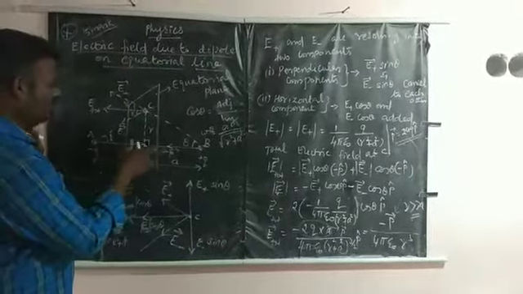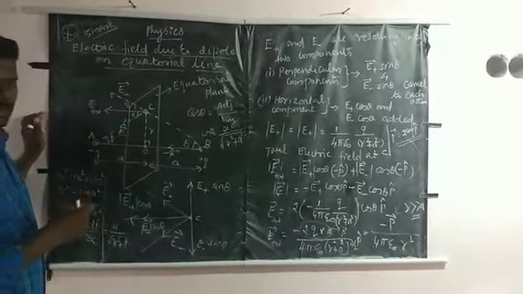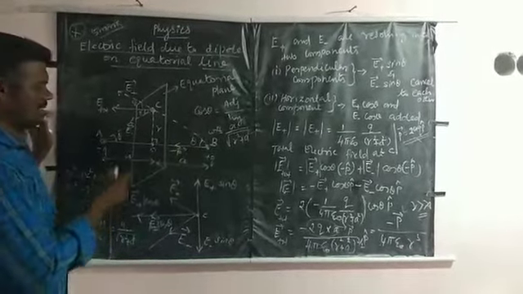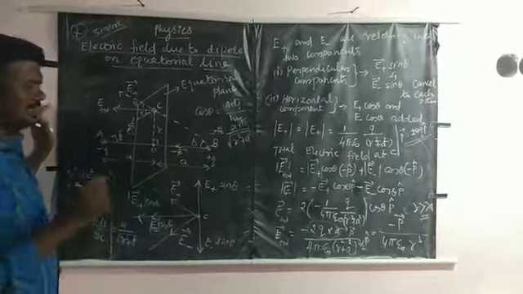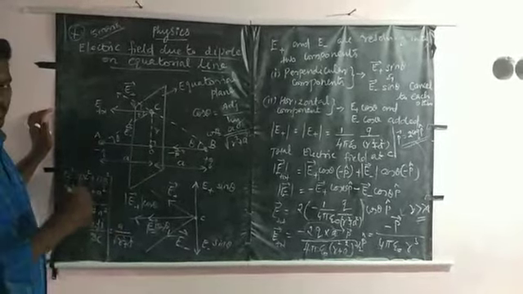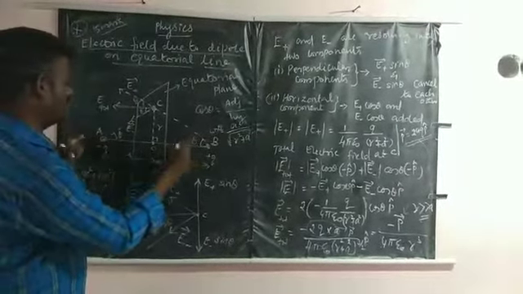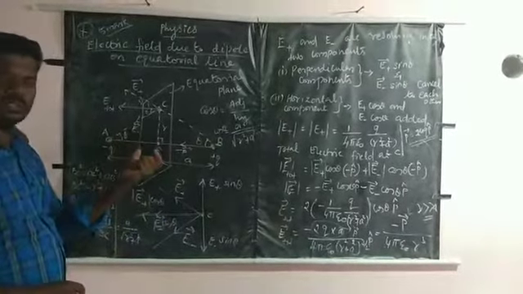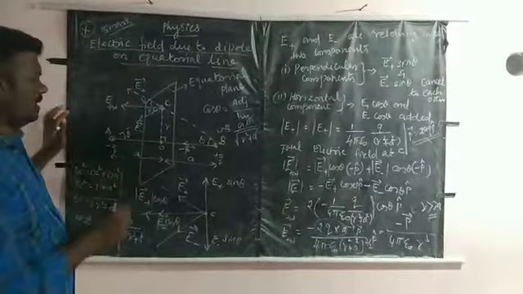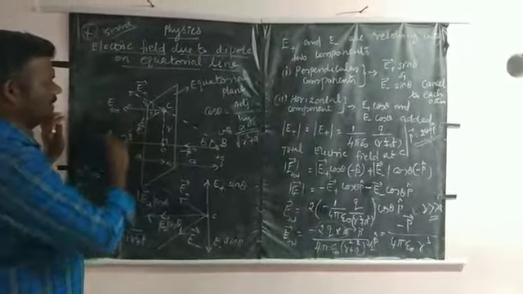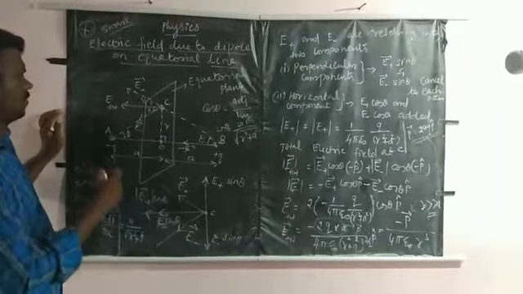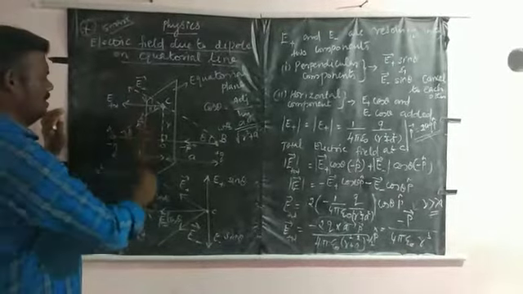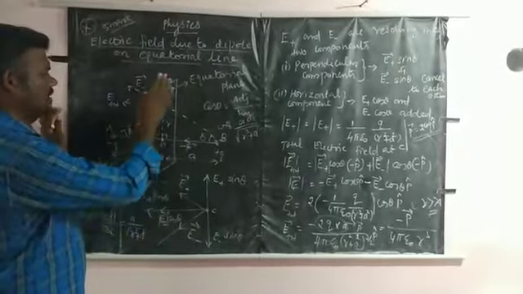This is an electric dipole. What is an electric dipole? Two equal and opposite charges separated by a very small distance constitute an electric dipole. Okay, minus q and plus q charges separated by a distance 2a, what do we call that pair of charges? An electric dipole. So, the electric field due to the electric dipole on the equatorial plane. This is the plane. Okay, this is the equatorial plane.